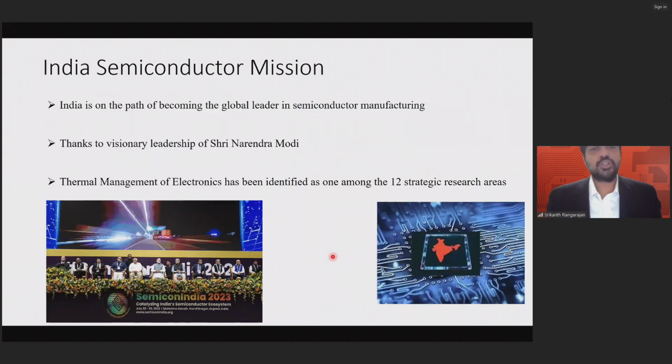And there is also a great initiative in India. India is on the path of becoming a global leader in semiconductor manufacturing, and thanks to our honorable Prime Minister, Sri Narendra Modi, for this initiative. Thermal management of electronics has been identified as one of the 12 strategic research areas that we have to take up for the India Semiconductor Mission to become successful. And it's really a golden period around the globe for people working on electronics and thermal management.